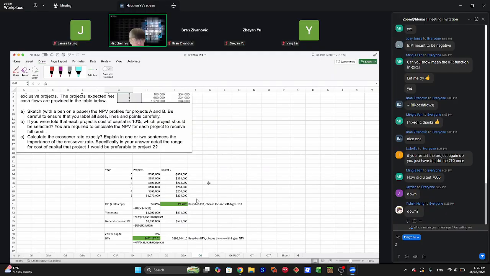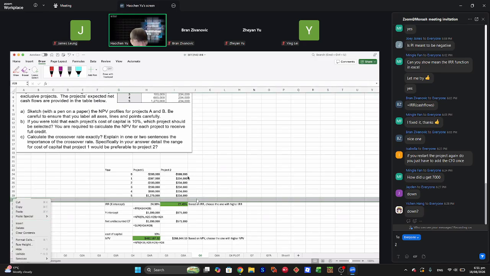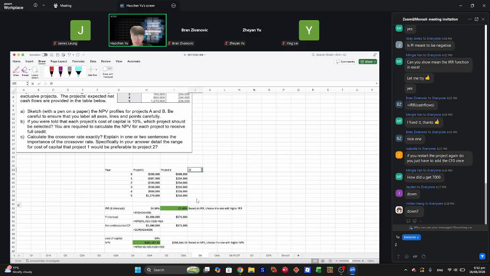The calculation of the crossover rate is very straightforward. The idea is that we take the difference between these two projects. I just use project 1 minus project 2, and we do this for all these cash flows. So now we have another cash flow, called the difference. This is the difference between the cash flow of project 1 and the cash flow of project 2.